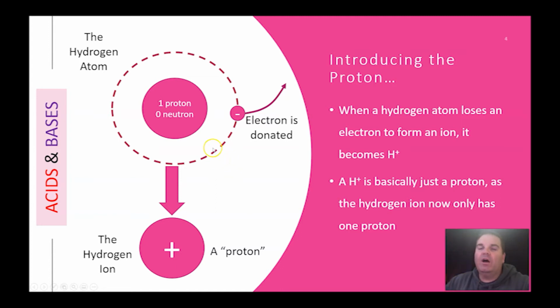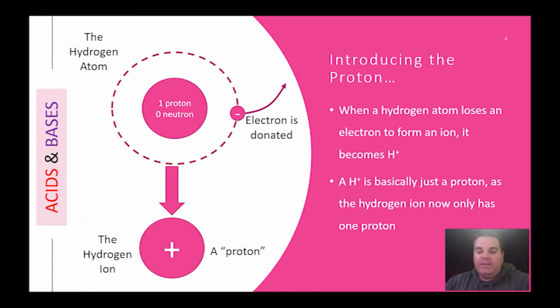When that hydrogen loses this electron, it now only becomes one proton. So a H+ is in fact just a proton. So that's what we're going to be using interchangeably here. So when we're talking about protons, and you'll see why we're talking about protons in a minute, we're actually referring to a H+ ion. Okay, so it's important you understand that as we get started.